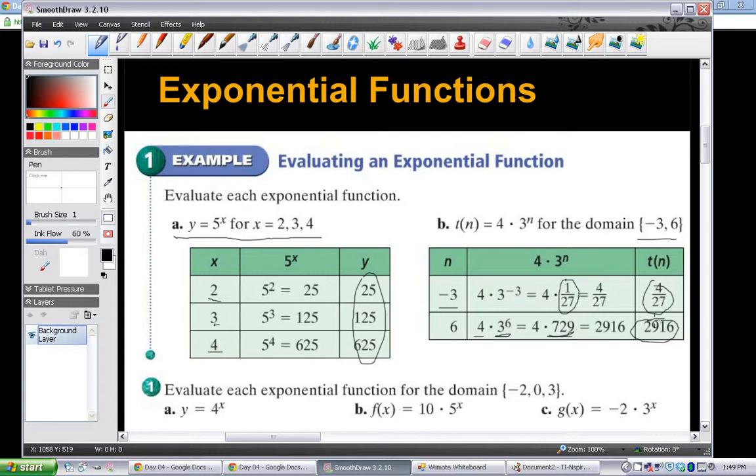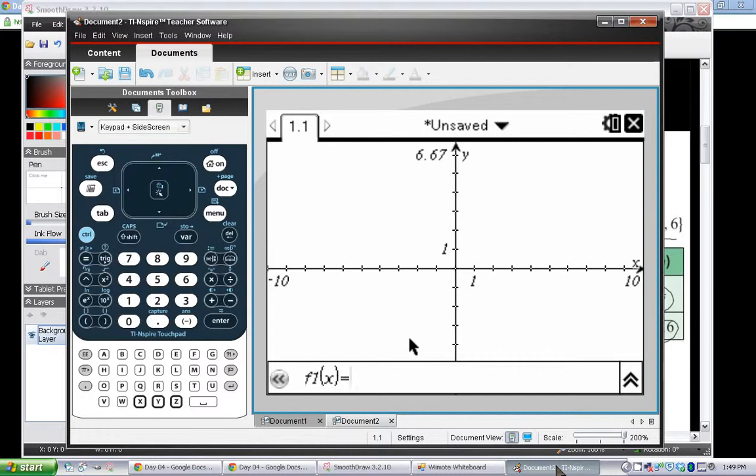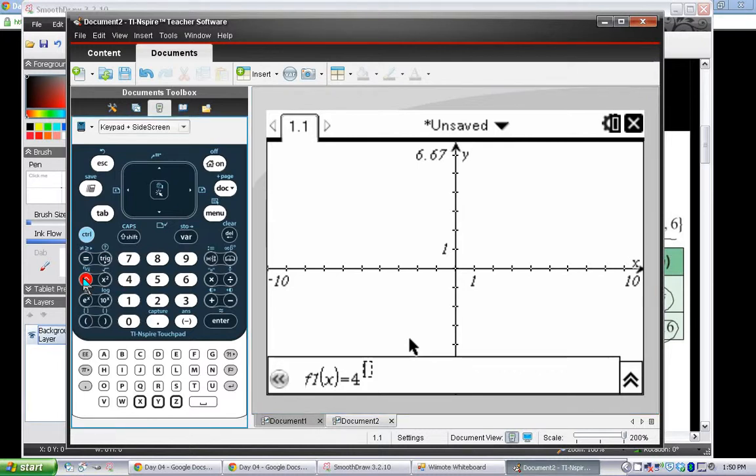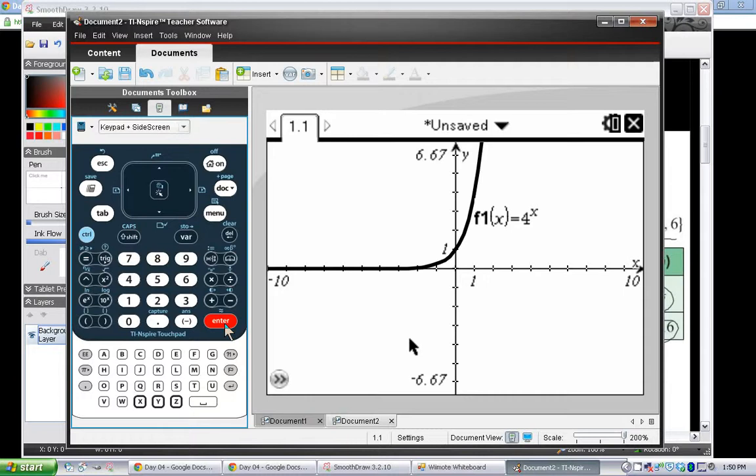Here it says evaluate each exponential function for the domain -2, 0, and 3. And we're going to use our calculator for that. For A, y equals 4 raised to the x, we are going to type in to our calculator 4, and then we hit the raised button right here to the x. So we have 4 raised to the x instead of y equals. Of course, in our calculator, we have f of x equals. We hit enter, and we can see the graph for this looks just like that.